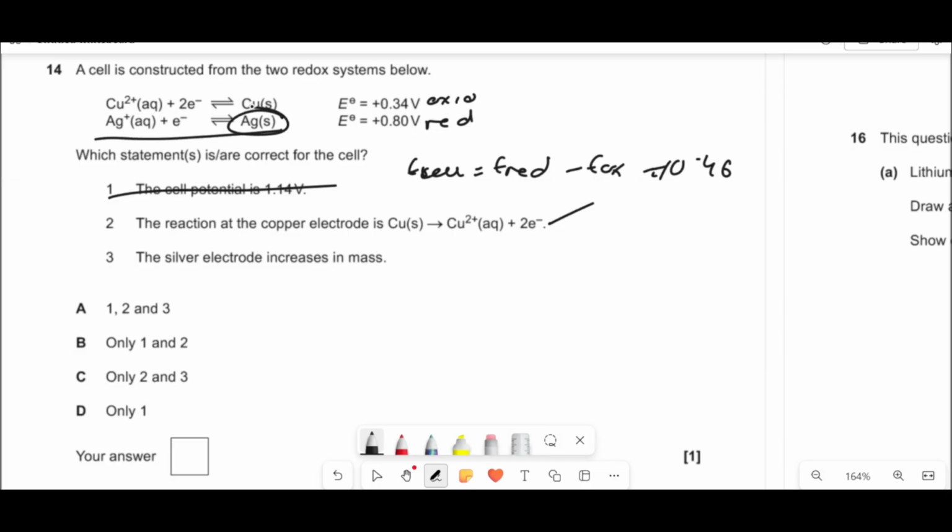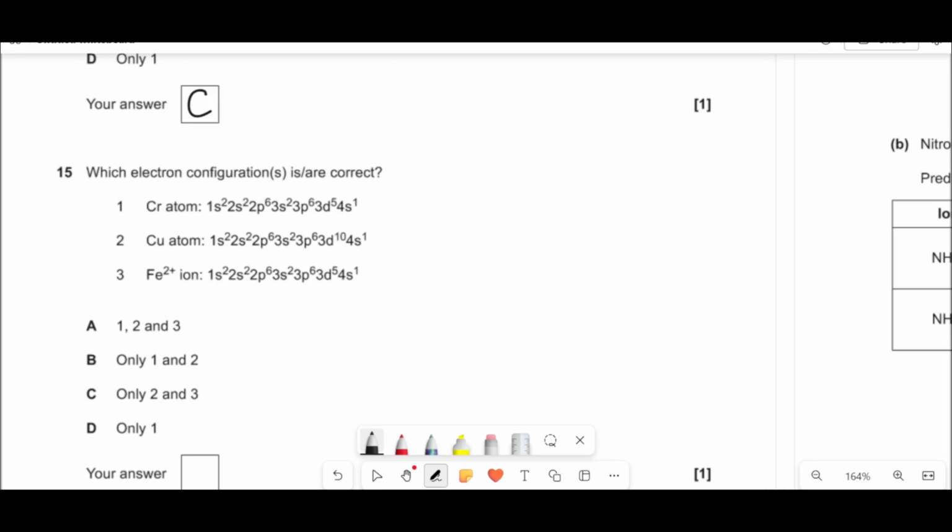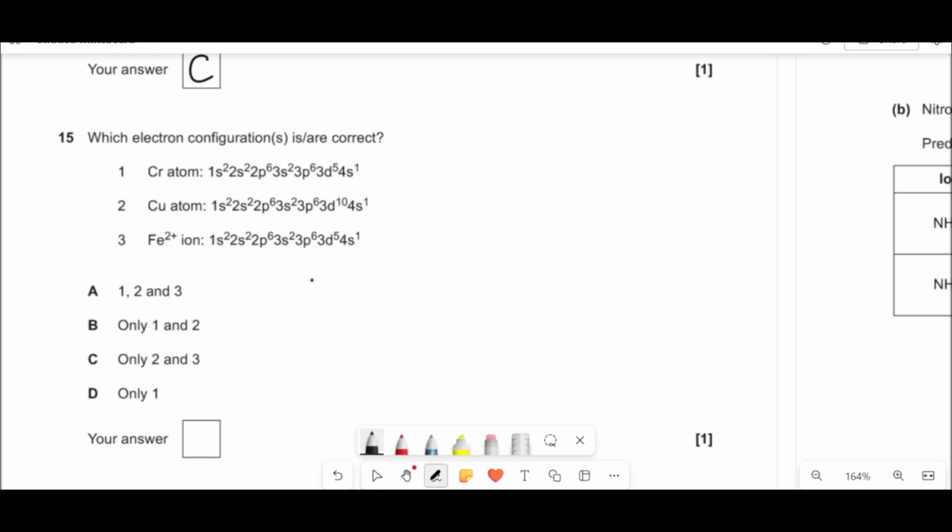So it's going this way, so we're going to get more of this, and that one's true. So it's only 2 and 3, which is going to be C. There you go.